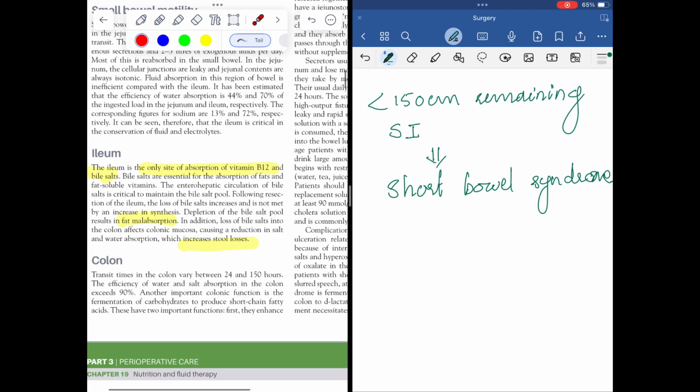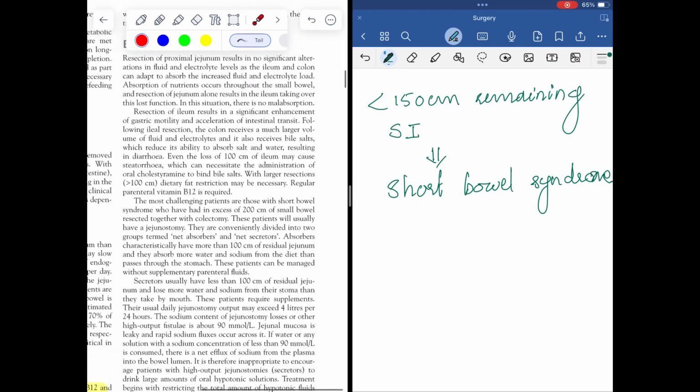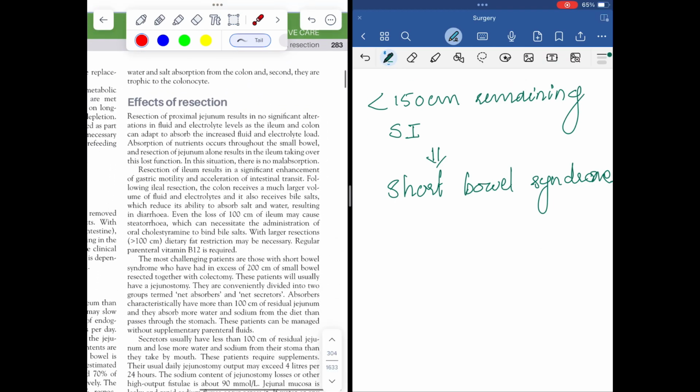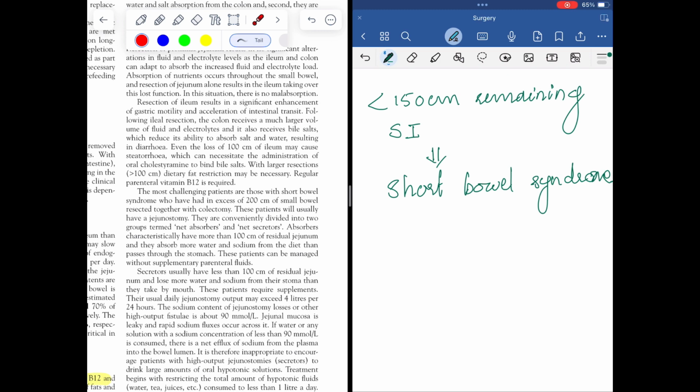Now colon. Colon transit times vary between 24 and 150 hours, and the efficiency of water and salt absorption exceeds 90%. Another important function is that it ferments carbohydrate and forms short chain fatty acids. So, the effects of resection. Resection of the proximal jejunum will result in no significant alteration in fluid and electrolyte levels because the ileum and colon can adapt to absorb the increased fluid and electrolyte load. So ileum and colon will make up for the loss of function of the jejunum.